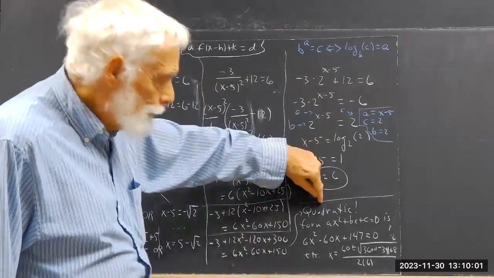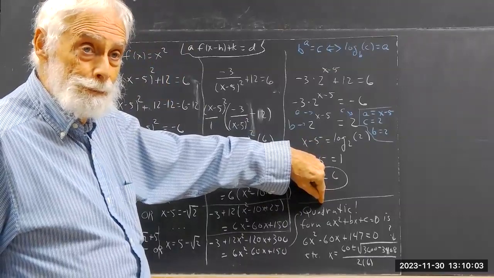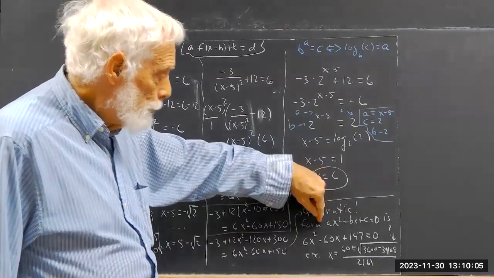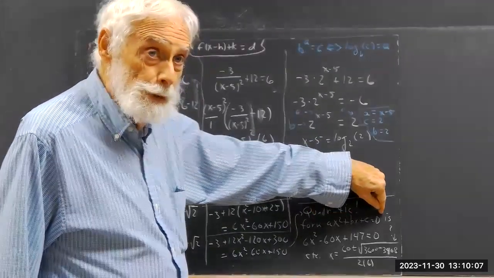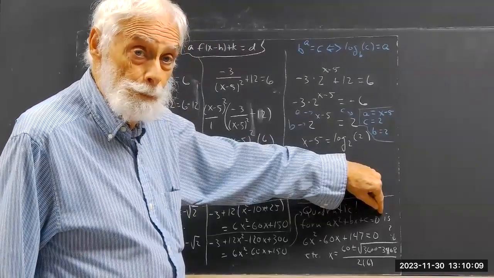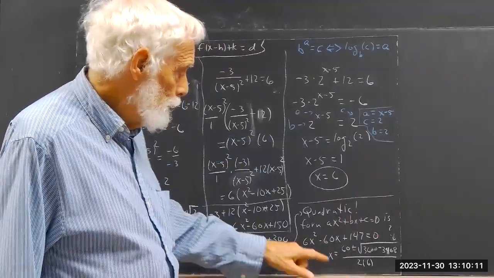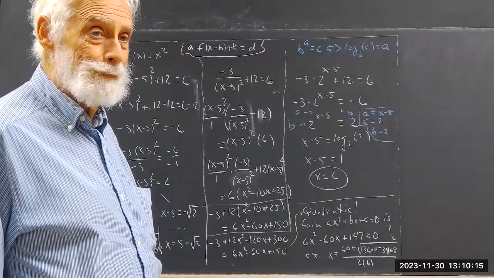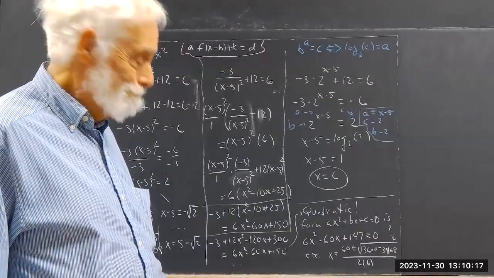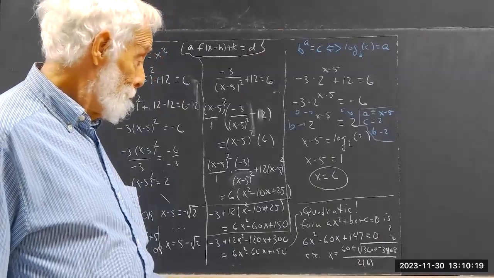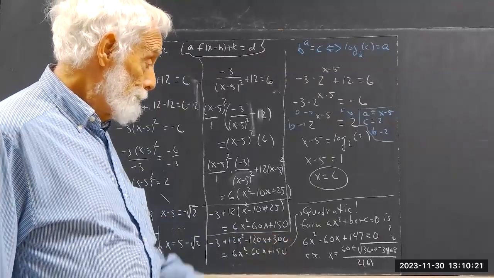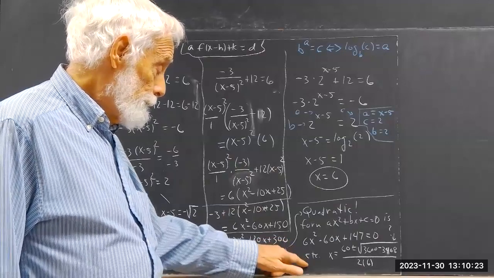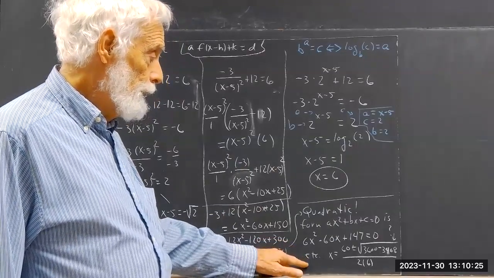You identify it as quadratic, and then you put it in the form ax squared plus bx plus c equals 0. And you apply the quadratic formula. Okay. So I just say, etc.